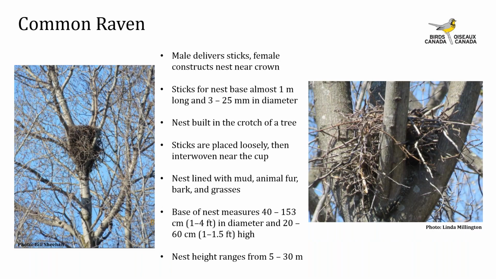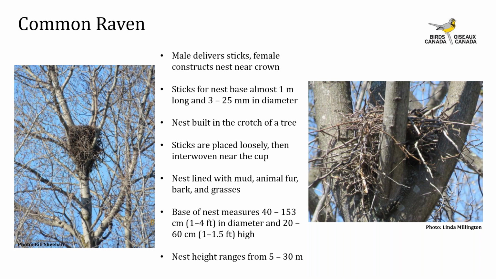Nest construction begins with the male bringing sticks to the nest site, and the female is the one that does most of the construction. The nests are usually close to the top, but will have a little bit of canopy covering the nest. There are large sticks about 1 meter long and ranging in diameter from 3 to 25 millimeters. They're used for the base of the nest, and they find them by breaking them off of living plants, or they take them from old nests and then place them loosely in the crotch of the tree, like the photo on the left there. Well, both photos are here.